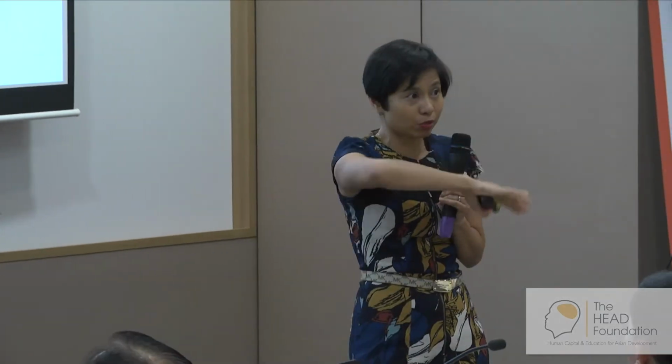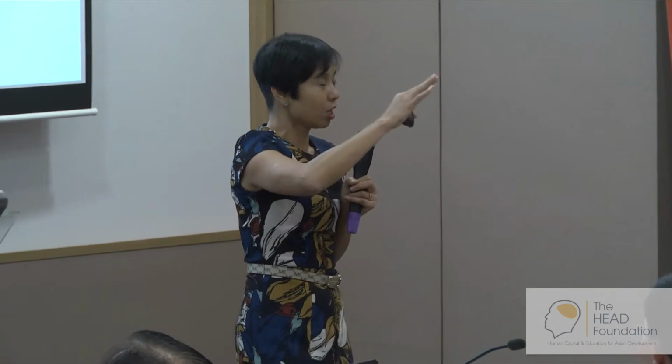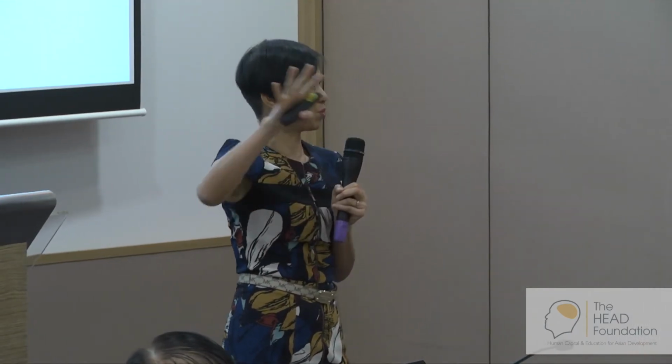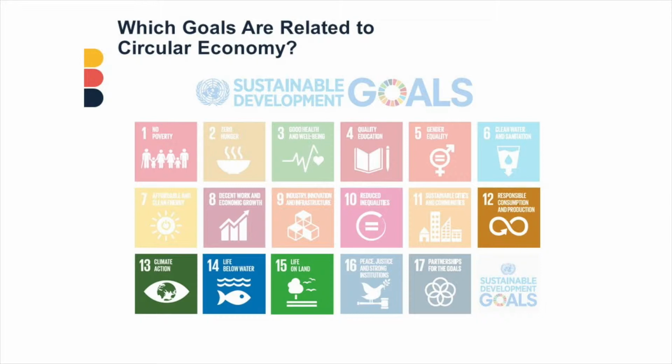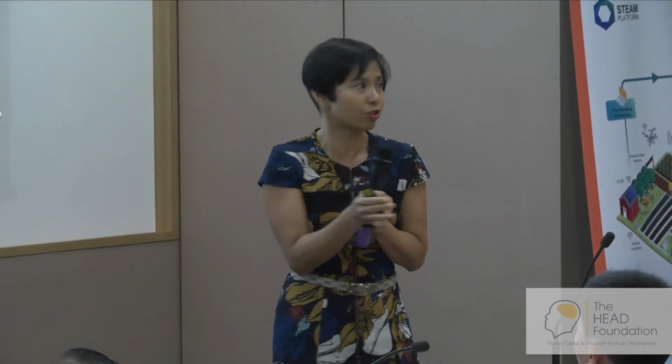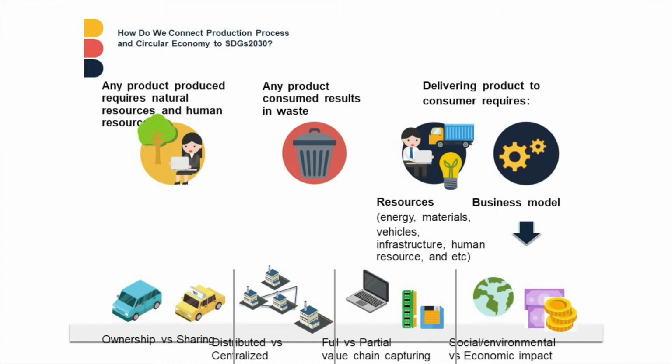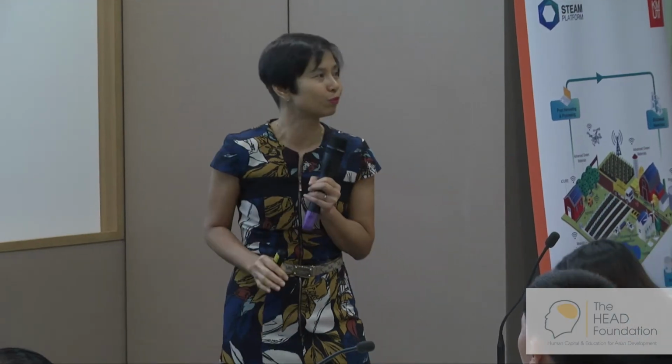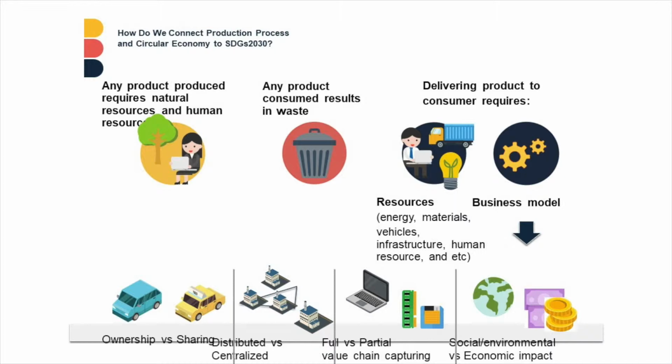How do we connect the production process to the circular economy? Because we looked at the circular economy earlier. Production is very critical, and we look at the production processes. And how do we relate that to circular economy and SDGs? Any product produced today requires natural resources, human resources. Agree? Then any product consumed results in waste. Now, what do we do with it? And delivering a product to the consumer will require resources as well, right? Your transportation, infrastructure, vehicles, people, etc.